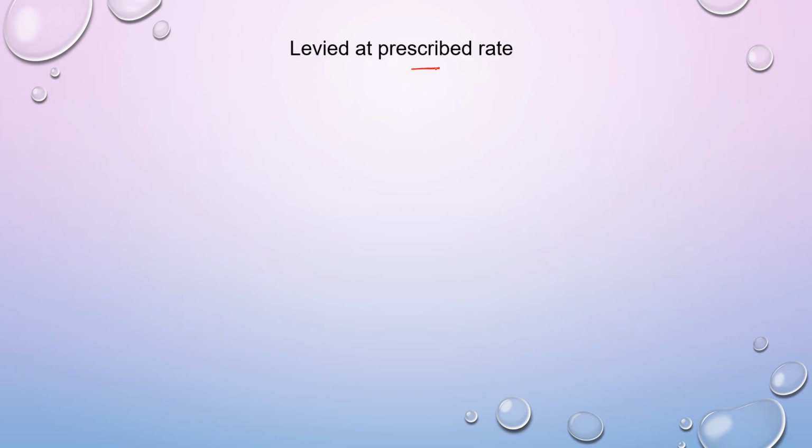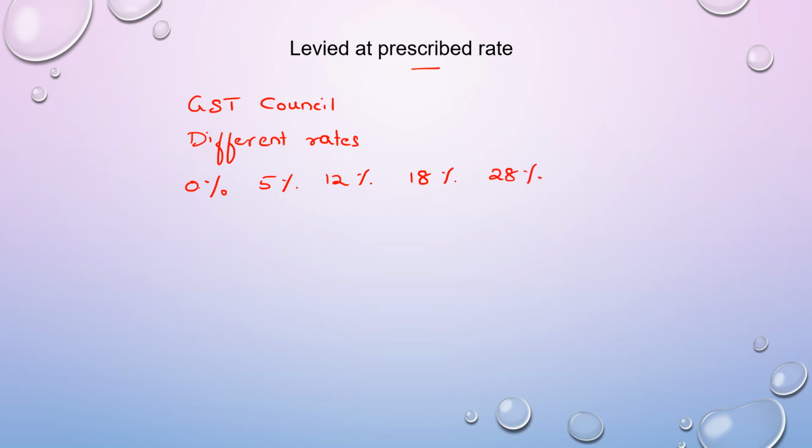Then it is levied at a prescribed rate. Now GST is administered by a GST council, and under the GST Act they have prescribed different rates for different types of goods and services. There are different rates: 0%, 5%, 12%, 18%, 28%. So some goods fall under 0 category, some under 5%, some under 12%, some fall under 18% and some fall under 28% GST category. So that would be the rate. You will have to find out under which category the goods dealt with is falling, and that particular rate of GST would be levied while billing. So that is how GST is levied at the prescribed rate.